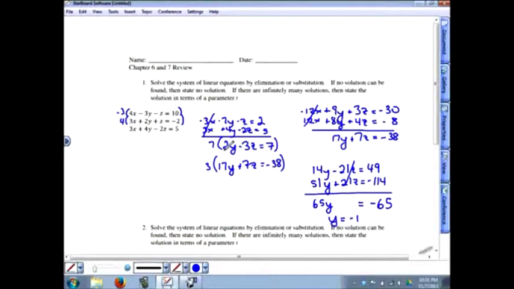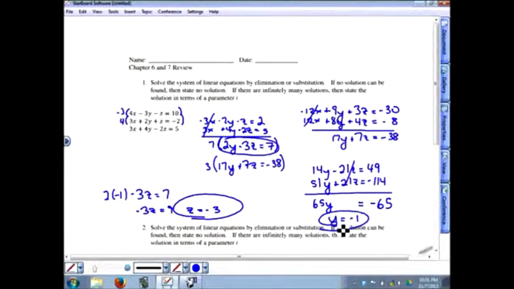So now, moving backwards through this, plug y into one of these equations in terms of y and z. So I'm going to choose this equation here. So that's going to be 2 times -1 minus 3z equals 7. 2 times -1 is -2. Add that to 7 to get -3z equals 9. So z equals -3. So now we know z and we know y.